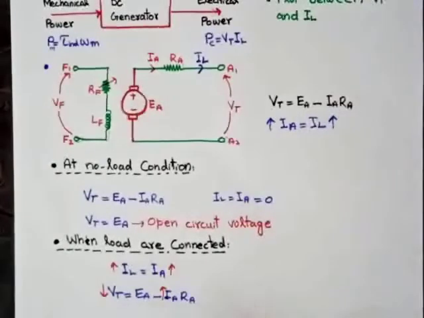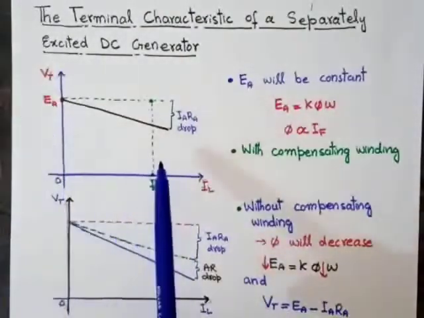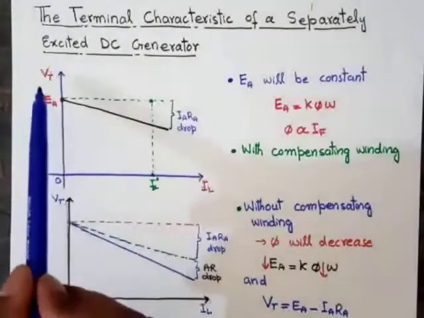It means the relationship between armature or line current with terminal voltage is inversely proportional. That is, when we will increase the load, then the armature current or line current will increase. When the armature line current will increase, then the terminal voltage will decrease due to this minus sign. Now, we will draw the graph between line current and terminal voltage. The graph between line current and terminal voltage is shown here. This is the line current or armature current, and this is the terminal voltage.